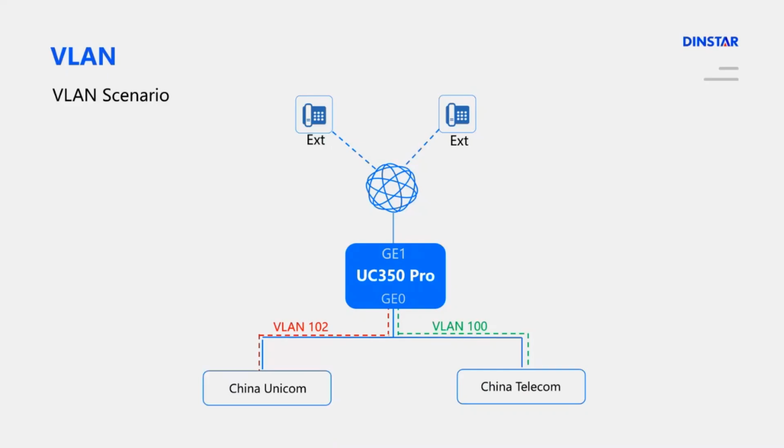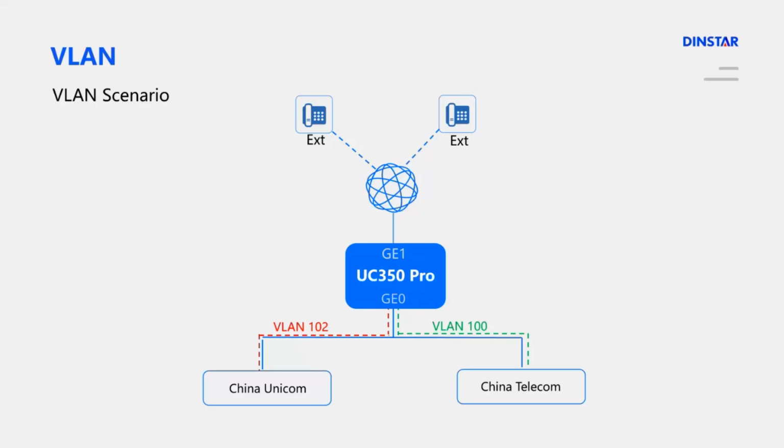The virtual local area network lets you split a single physical network into multiple logical networks, and it's critical for separating the traffic, maybe the voice and the data, and connecting to different operators, like the picture shows. The UC315 Pro uses VLAN 100 to connect to China Telecom, and VLAN 102 to connect to China Unicom, keeping the two operator links isolated.